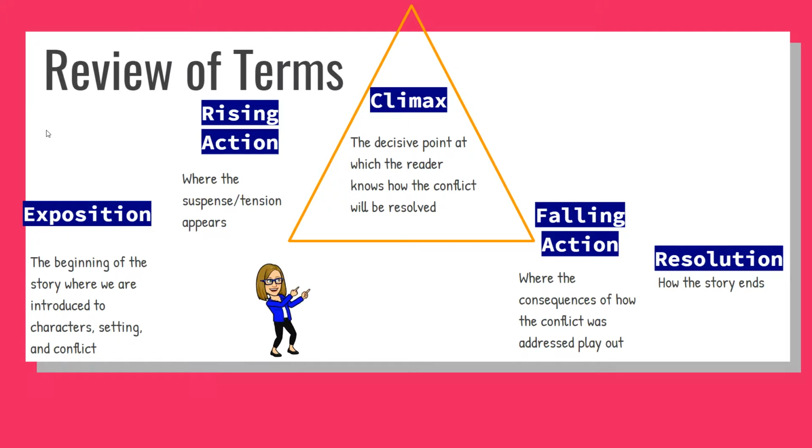Remember that exposition, that's the beginning of the story where we get the character, setting and conflict. Rising action is where the suspense is. Climax is the point at which the reader knows how the conflict will be resolved. So, guys, we know that if they eat the lamb, then we know how the conflict's going to get resolved. If they don't, then we also know how the conflict is going to be resolved. So, the part where they either eat the lamb or don't, that's going to be the climax because it's going to tell us how it all is going to play out. So, oh my gosh, here we go.